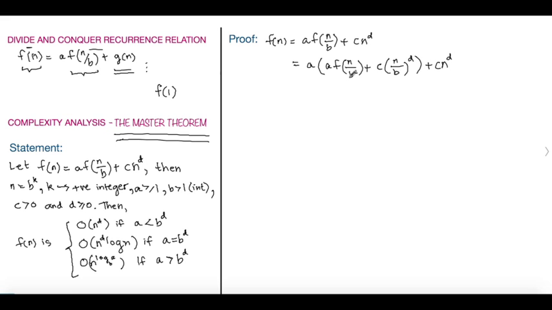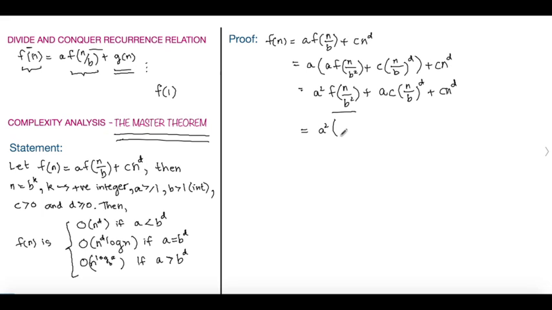How does this come about? Remember, f of n is a times f of n over b, so whatever I have as the argument here, I divide it by b to get this. Then whatever I have here, I take the dth power of that and multiply it by c. So I have f of n over b squared plus c times n over b to the d plus c n to the d. Now let's simplify this. This is a squared f of n over b squared plus a times c times n over b to the d plus c times n to the d.